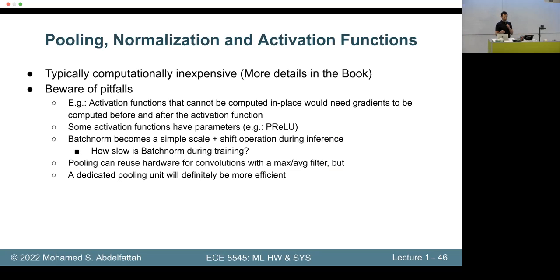But there are some pitfalls, and I won't go through all of them. For example, some activation functions can't be computed in place, and that means I need to compute a gradient before it and a gradient after it, which means that, at least at that point of the neural network, you're doubling the number of gradients that you need to compute and the number of forward activations. So there are some details when you're hyper optimizing a neural network that you do need to take into account those seemingly harmless or seemingly benign layers.